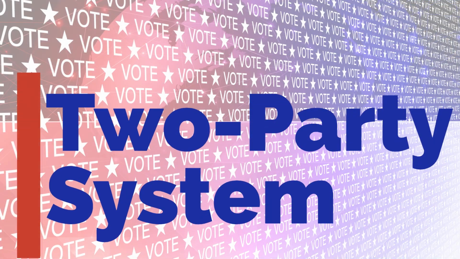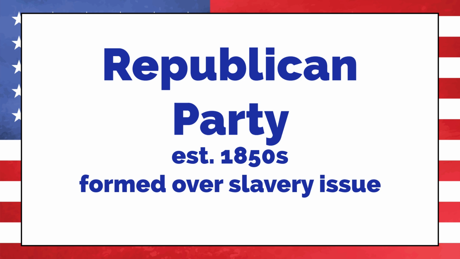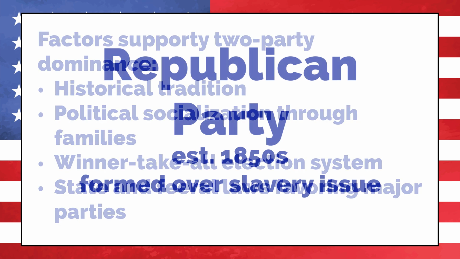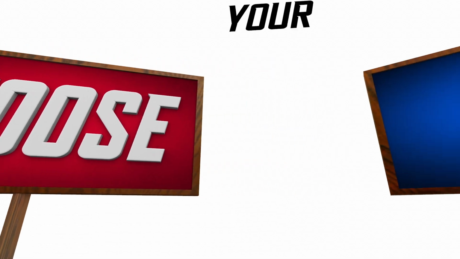The United States political landscape has been dominated by the Democratic Party, established in 1828, and the Republican Party, formed in the 1850s, for nearly two centuries. This dual party dominance persists due to historical traditions, family political socialization, the winner-take-all electoral system, and state and federal laws favoring major parties.